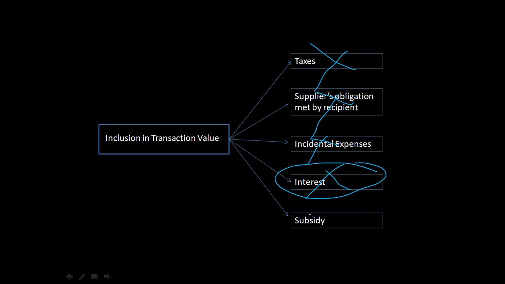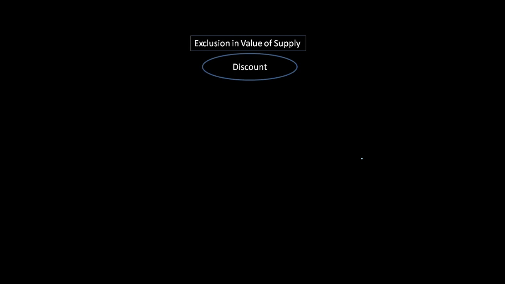Now let us move to the other one. We discussed inclusion over here. Let us move to the exclusion in value of supply. What are the figures that are excluded? What are the things that are excluded? When we come to exclusion in value of supply, first of all we need to keep in mind one thing, and that is that it is only related to discount. Now what kind of discount? First, discounts that are declared at the time of or before supply.